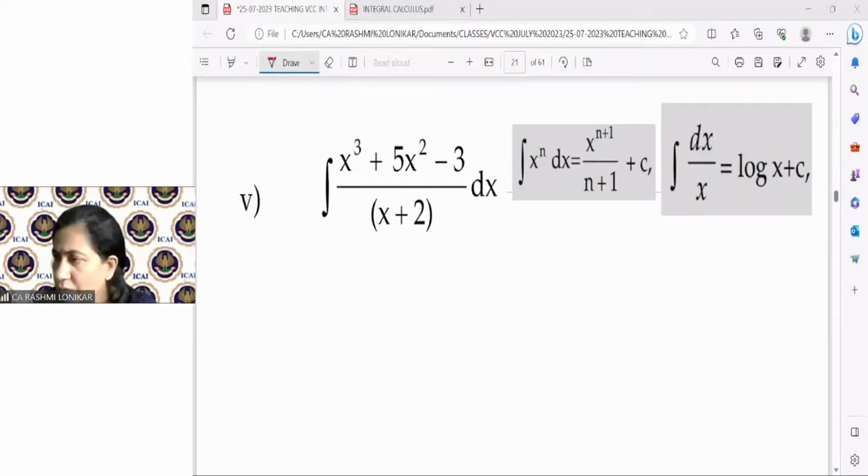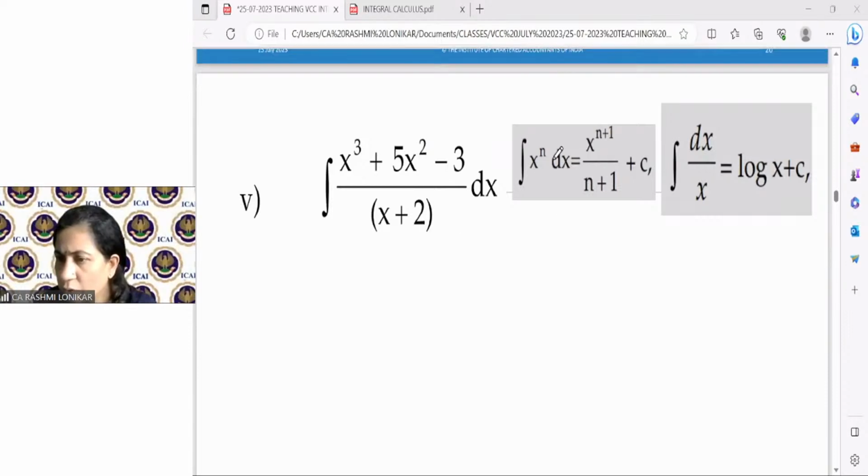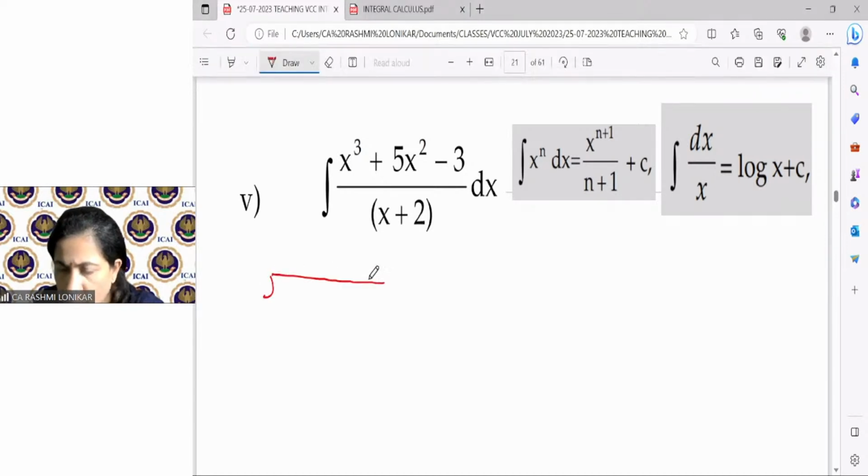Now, as we were talking, we are going to use the method of division. x cube plus 5x square minus 3 divided by x plus 2.